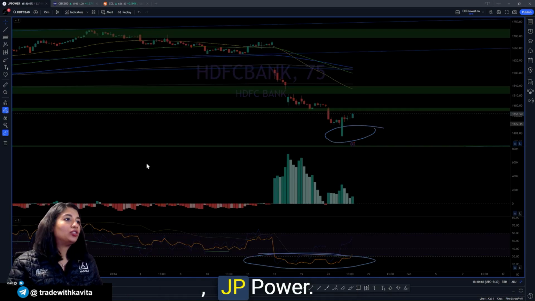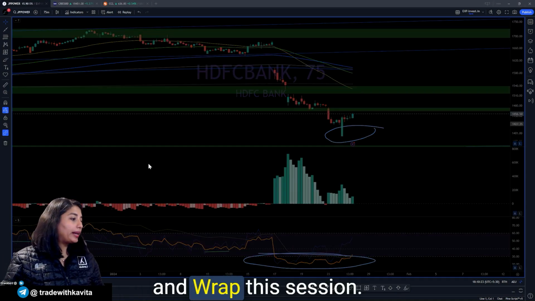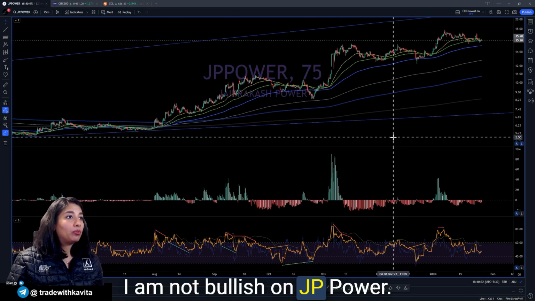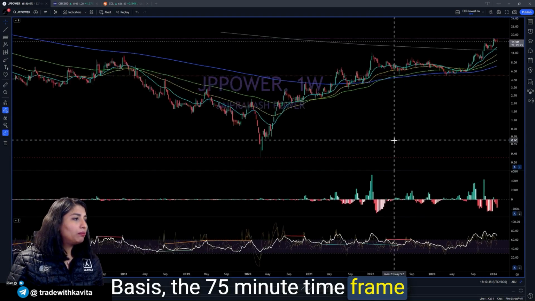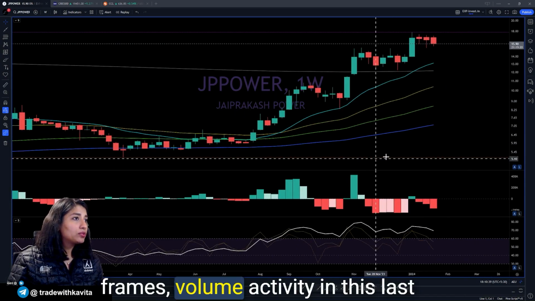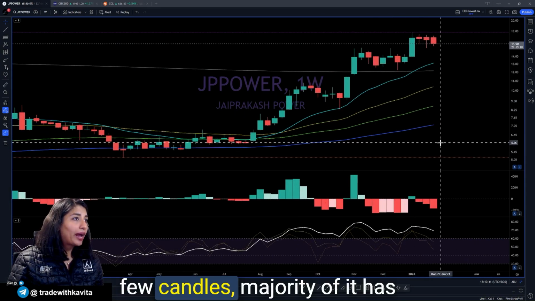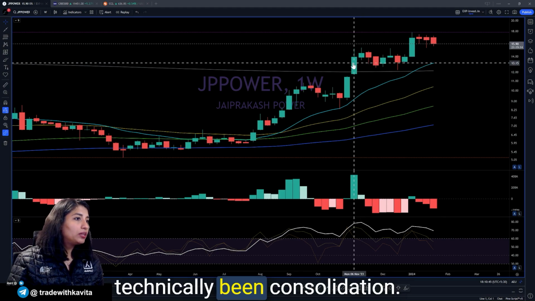It's how things work. JP Power. Let's take a look at JP Power and wrap this session. I am not bullish on JP Power basis the 75-minute time frame, also basis the weekly time frames, volume activity in these last few candles. Majority of it has technically been consolidation.